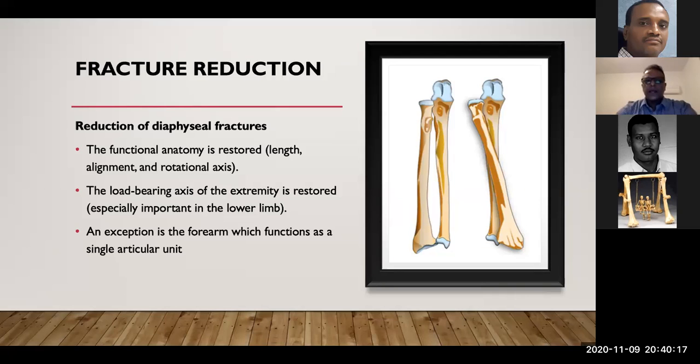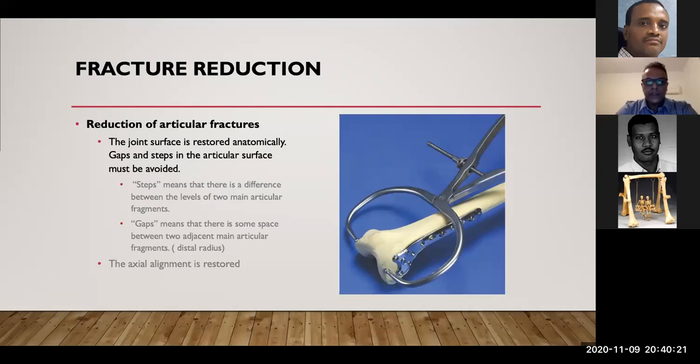So if we go back to reduction of articular fracture, the joint surface is restored anatomically, and we want to avoid any gaps or steps in the articular surface. When we say steps, this means that there is no difference between the level of the two main articular fragments. However, regarding the gap, any two adjacent parts need to be near to each other.